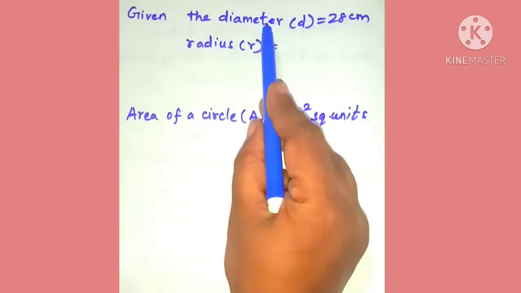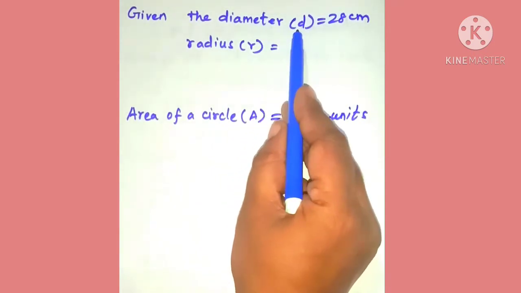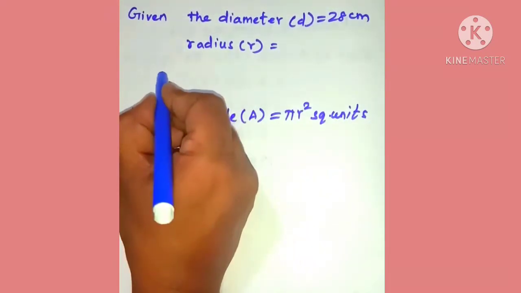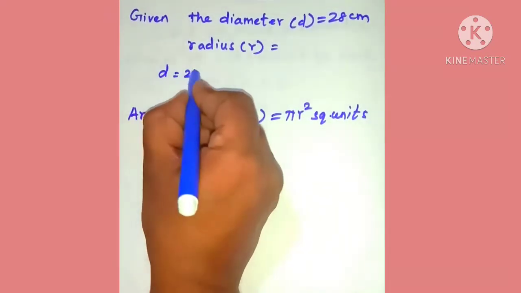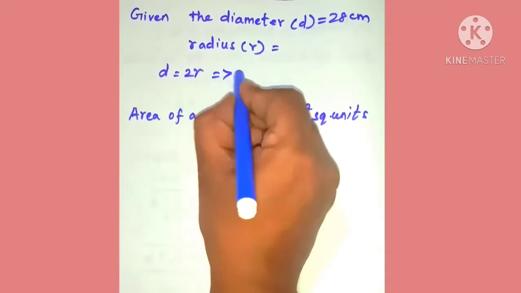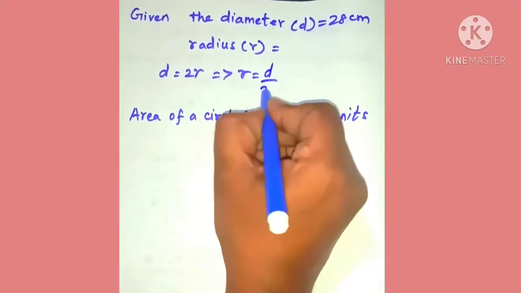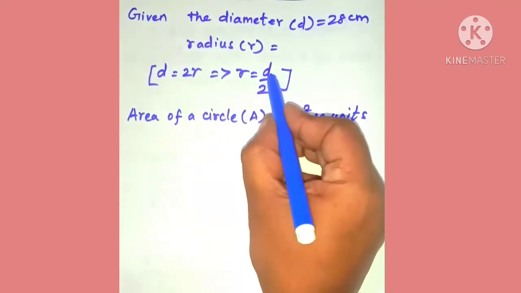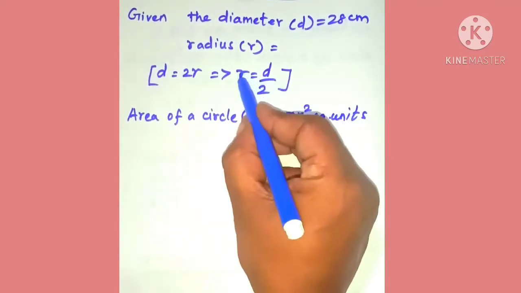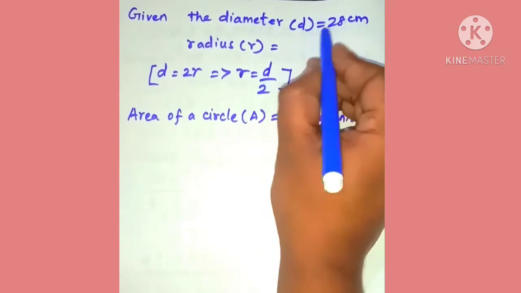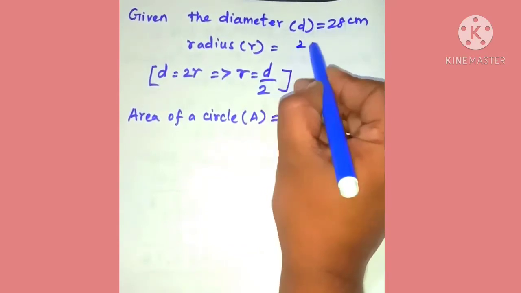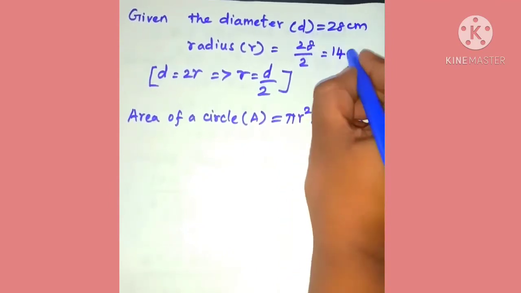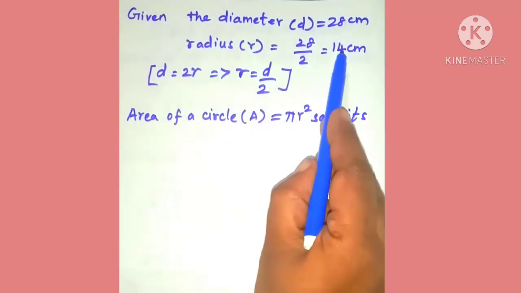Radius. So here the value of diameter is given. So from this we can find the value of r. So we know that diameter is equal to 2r. So r will be d by 2, isn't it? So dividing the diameter by 2, we get the value of radius. So diameter is 28. 28 by 2 is 14. 14 centimeter is the value of r.